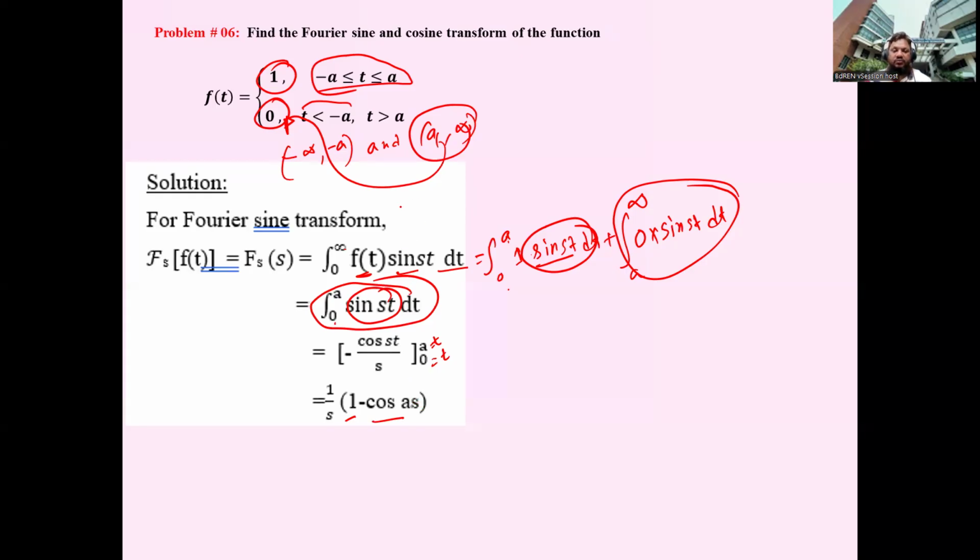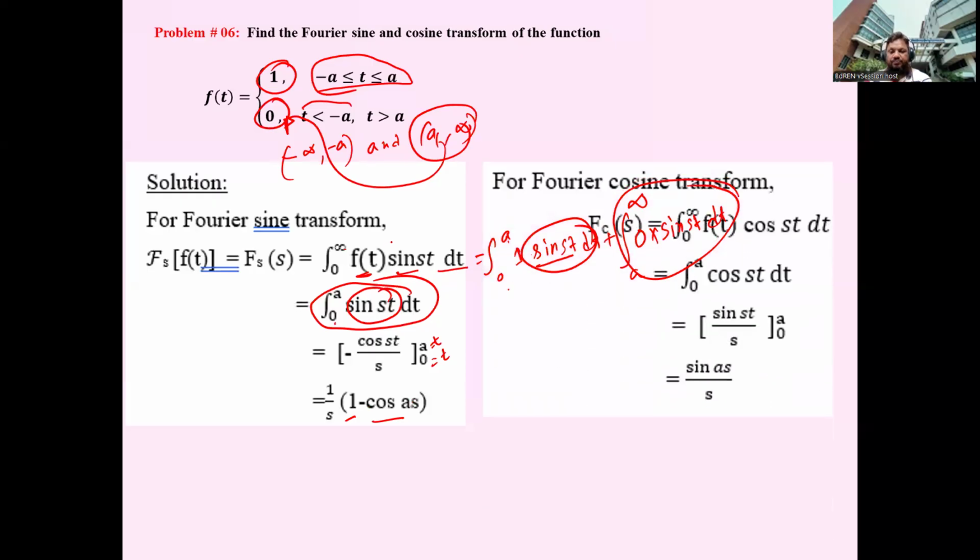Similarly, we can find the Fourier cosine transform. Similar case. It is just cos, and this one is sine, and 0 to a, and another term will be from a to infinity, 0 times cos st dt. So this one will be 0. That's why we have to integrate only cos st. Integration of cos st will be sin st by s, and put the limit here, you will get this answer.